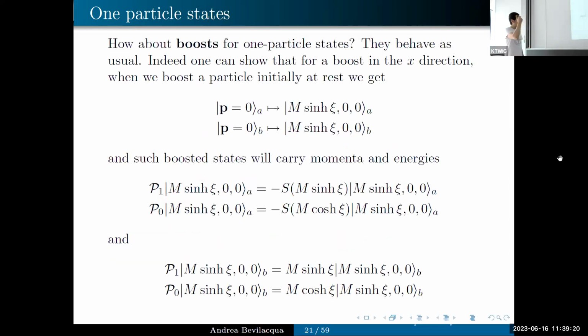So how about boosts for one particle states? For one particle states, everything I showed up to now is basically very easy, and also boosts are very easy. For example, if you take a boost in the x direction, then the particle which is initially at rest is just boosted in the same way. So both A and B particles get this stuff over here. And once again, you can check what the momenta are, so P0 and P1 in this case, because we have the boost in the x direction. The A states get minus S of whatever you're computing, and the B states just get the momentum.